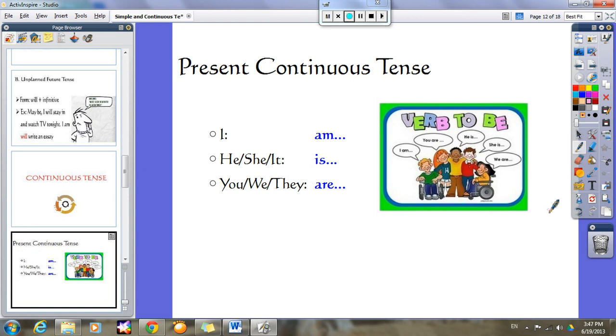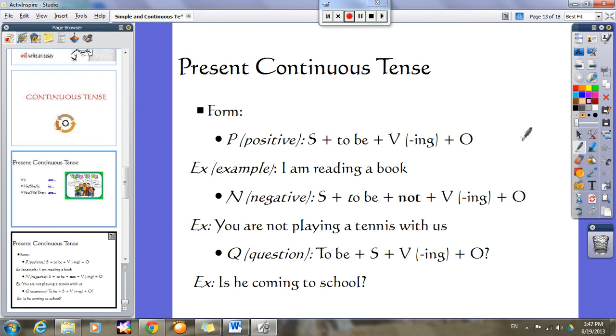For forming the present continuous tense sentence, we can say it is to be plus present participle. I mean, I am, he is, you are, plus verb ing. For instance, I am reading a book. It is am, is, or are plus verb plus ing and then the object. I am reading a book.